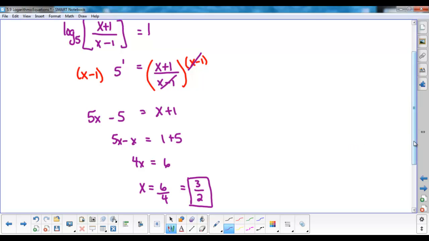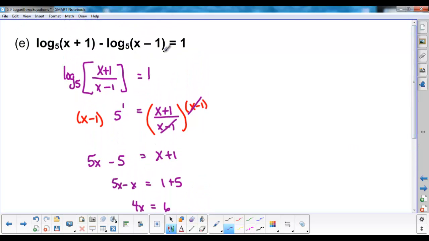And again, we double check. If I subbed in 3 over 2, will it be okay over here? Because 1.5 plus 1 is still a positive number, and still okay on the second logarithm here, so 1.5 minus 1 is still greater than 0.